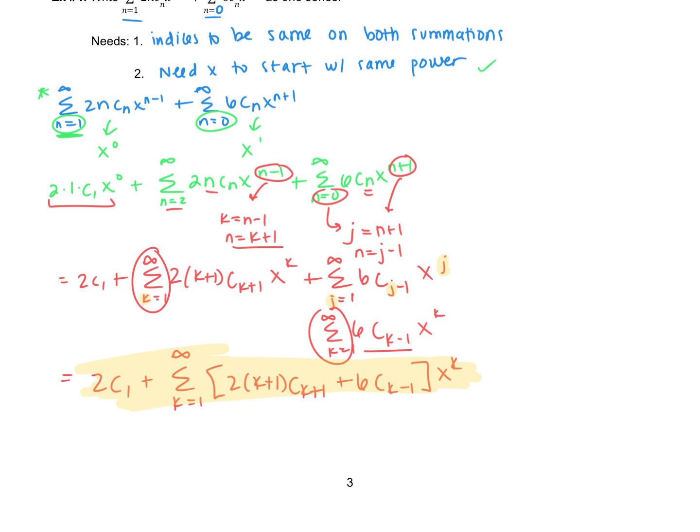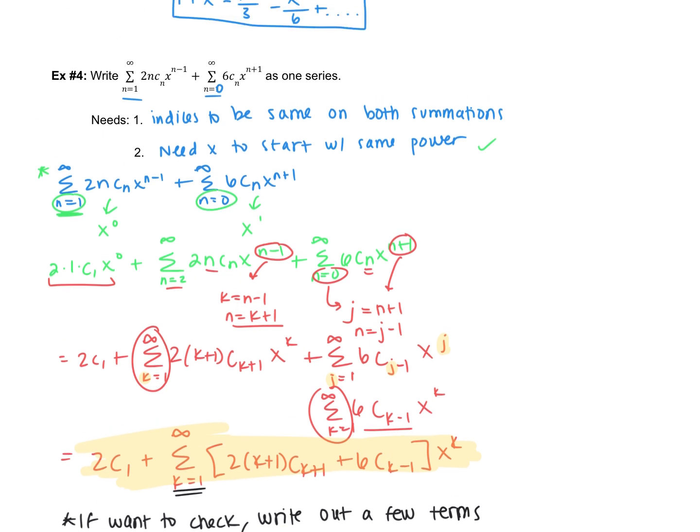Now, quick note. If you want to check, you can write out a few terms. So substitute in k equals 1, k equals 2, k equals 3. Go back to your initial summation here and make sure that you end up with the same terms.